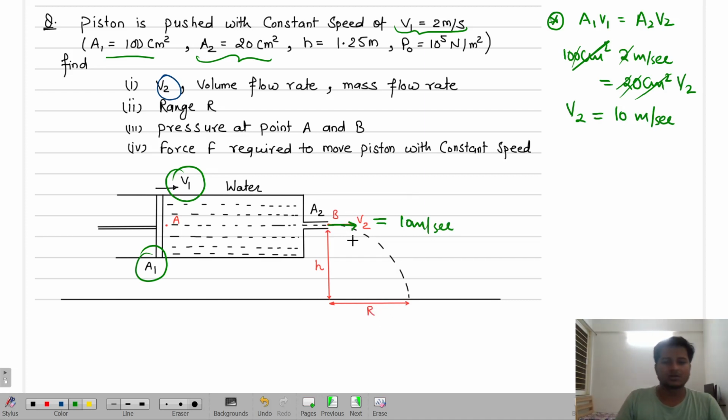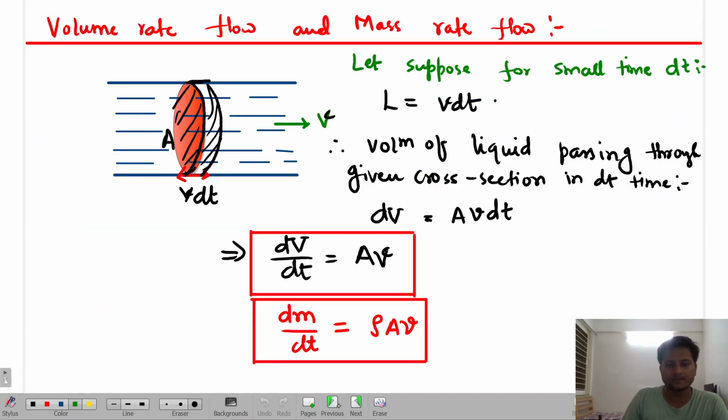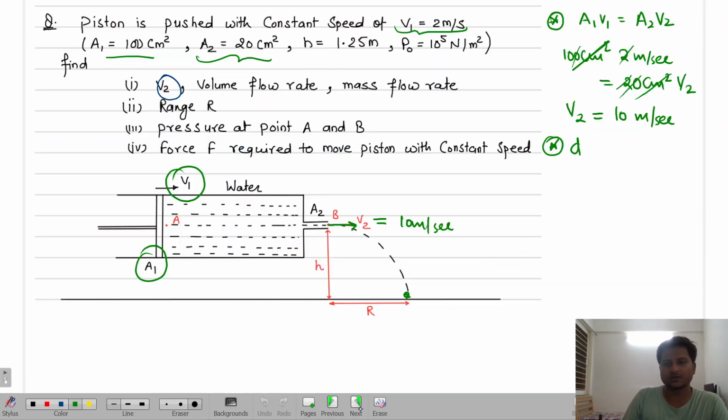Now try to understand that this water droplet falls after some time to this level. First we will get into range R, but first we need to find volume flow rate and mass flow rate. So, what is volume flow rate? Simple, dV by dt. Yesterday also I derived that relation. The volume flow rate was given as A into V, so dV by dt, I can put either A1 V1 or A2 V2. You will get the same answer.